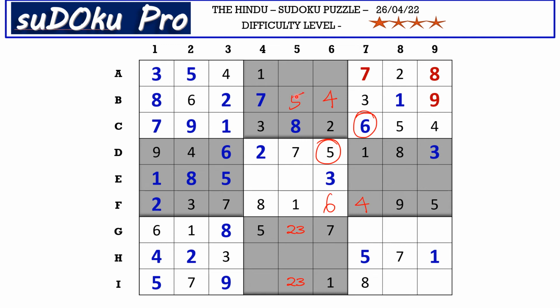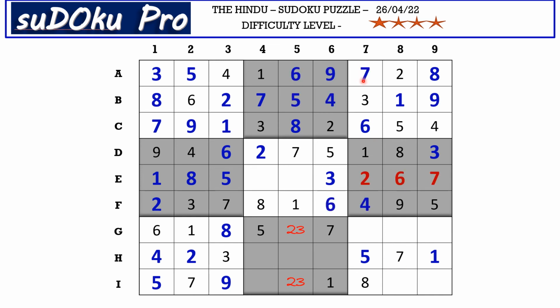In A row, the missing numbers are 6 and 9. There is a 6 blocking from here. So A6 takes 9 and A5 takes 6. In this block, there are 3 empty cells and the missing numbers are 2, 6 and 7. There is 6 and 7 in column 7 blocking here. So E7 takes 2. Now there is a 7 blocking here. So E8 takes 6 and E9 takes 7.